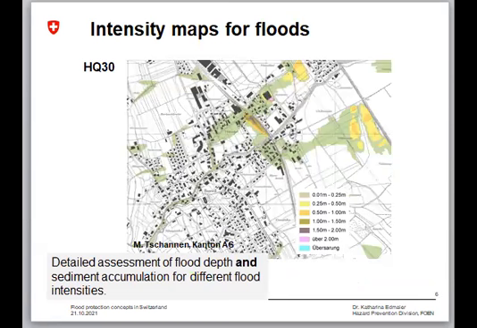Flood intensity maps show in high detail the magnitude of inundation for a given return period or frequency. They show a detailed assessment of flood depth and also the sediment accumulation for different flood intensities. So we do not only consider the inundation of water, but also the debris flow and deposition.